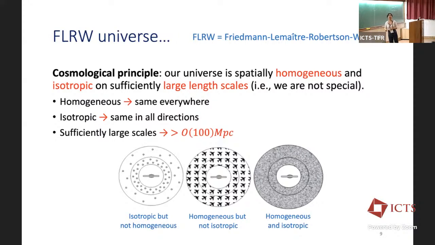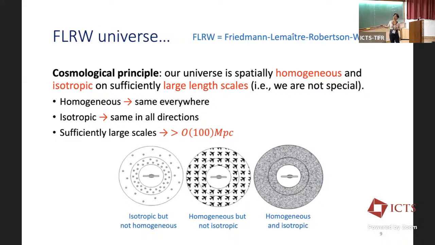Okay, and the first assumption in this universe is called the cosmological principle. Essentially, it goes like this: our universe is spatially homogeneous and isotropic on sufficiently large length scales. Another way to say this statement is that we're not special. Now, homogeneous and isotropic sound like the same thing, but actually they're not. Homogeneous means the same everywhere, whereas isotropic means the same in all directions.